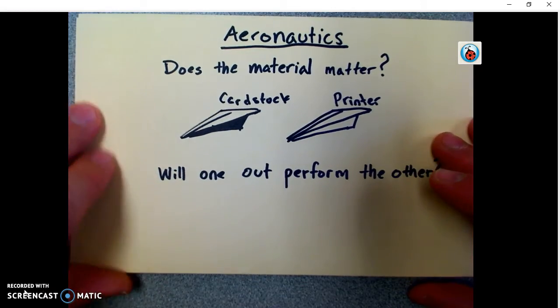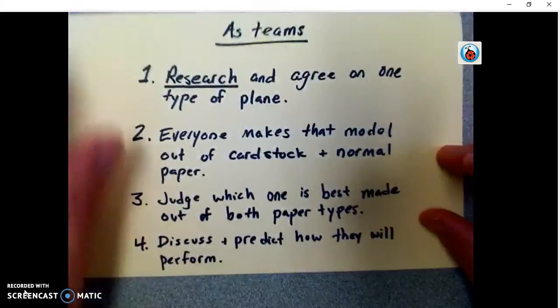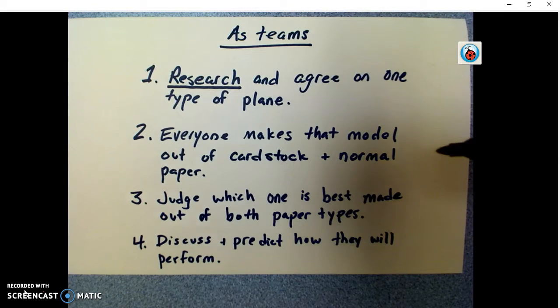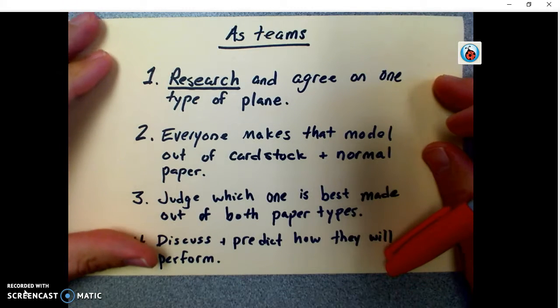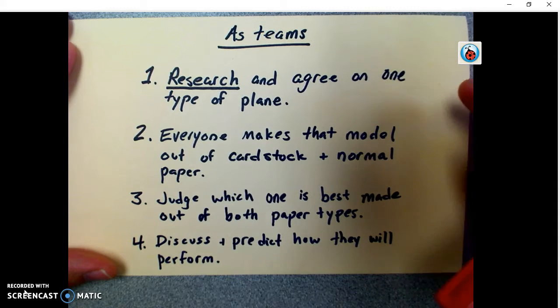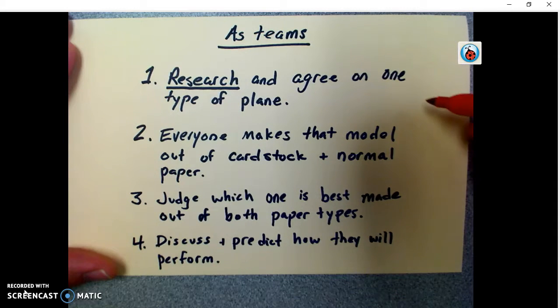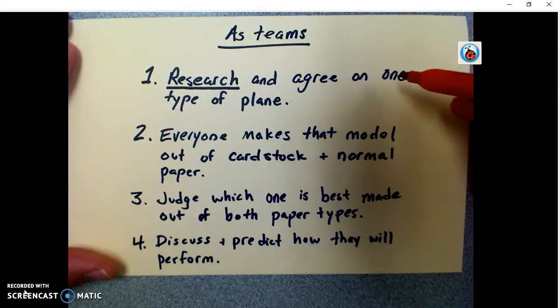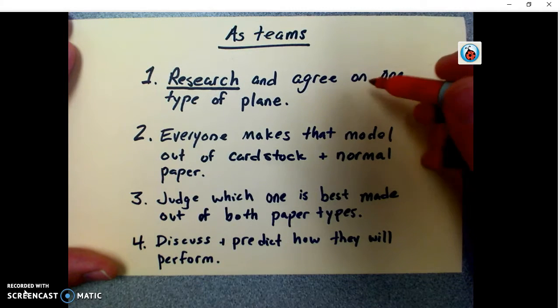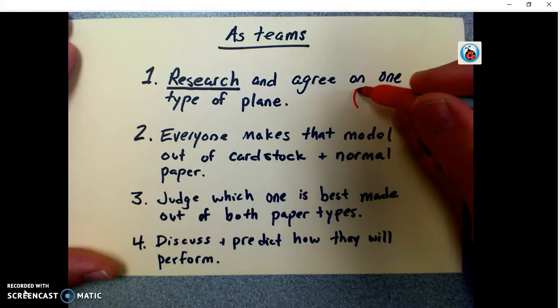So here's what you need to know about the process that you're going to follow. As teams, you're going to research and agree on one type of plane to test with. So this is at your table. Everyone at your table must make the same type of airplane. No differences. We want to make sure we control some things in this, not an experiment, an investigation, but we do want to control some of the variables. So in this case, you have to all agree to make the same type of plane. You're all going to work together, separately but together. Everyone will make one, and then I'll go further with the directions.